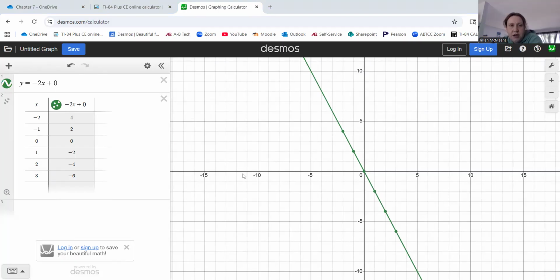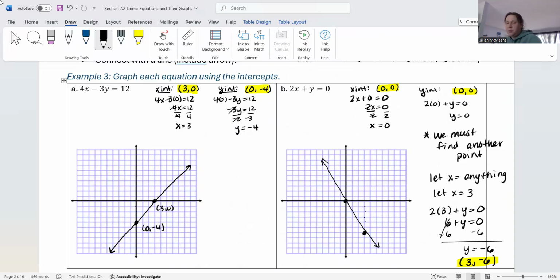All right, so let's go back to this part A. Remember, I totally forgot to solve it for y, and I couldn't get Desmos to do what I wanted it to do. If we were to solve this equation for y, we have 4x minus 3y equals 12. We could subtract 4x from both sides. On the left, 4x minus itself is 0. 0 minus 3y is just negative 3y. That then equals negative 4x plus 12. We want to undo the multiplication of negative 3 and y. So instead of dividing both sides by negative 3, I'm going to divide each term by negative 3. That way things simplify a little better.